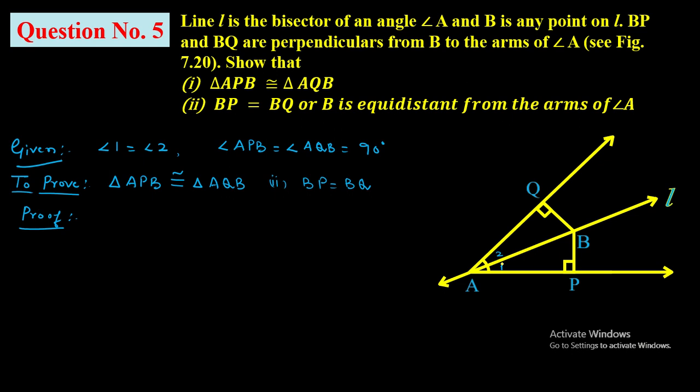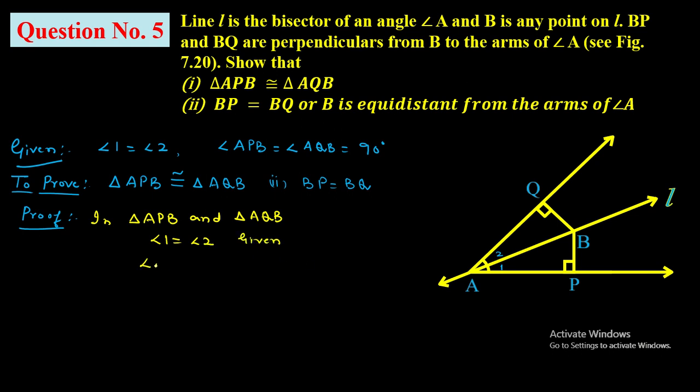So here it's given that angle 1 is equal to angle 2 and angle AQB is equal to angle APB. So if we take these two triangles APB and AQB, in triangle APB and triangle AQB, it's given that angle 1 is equal to angle 2, given.